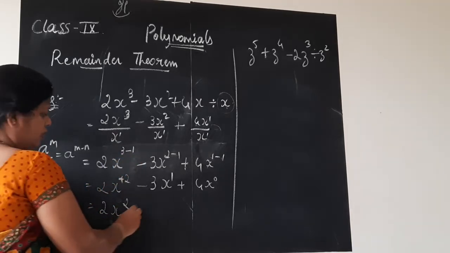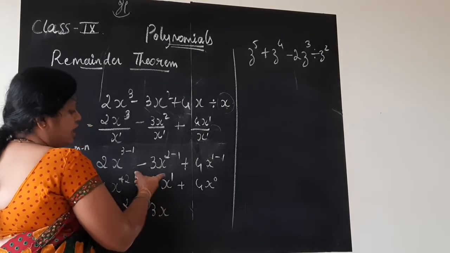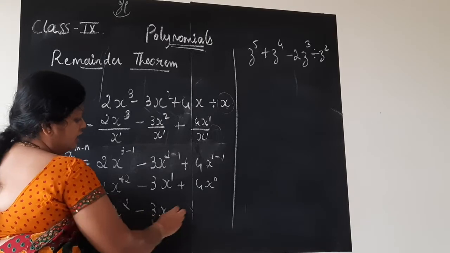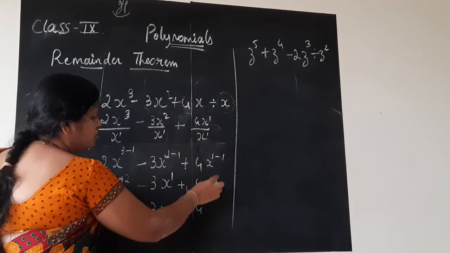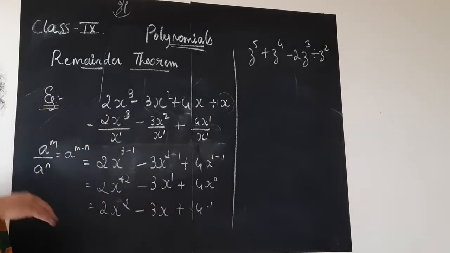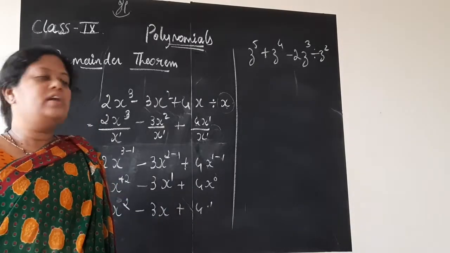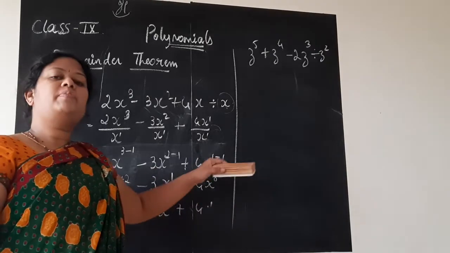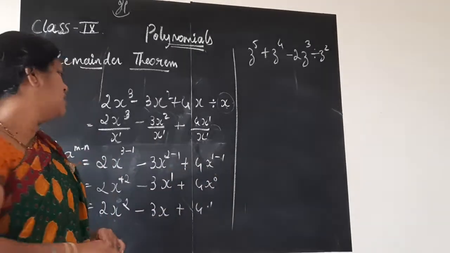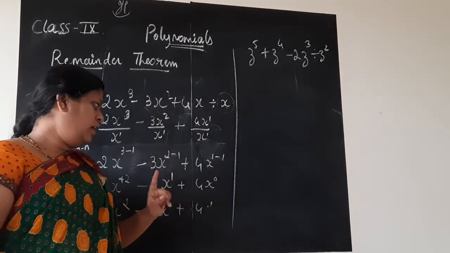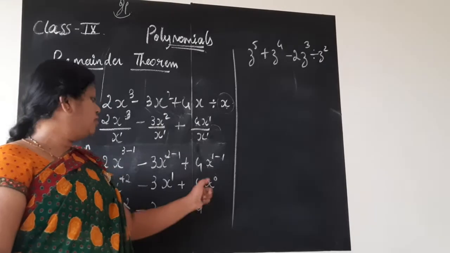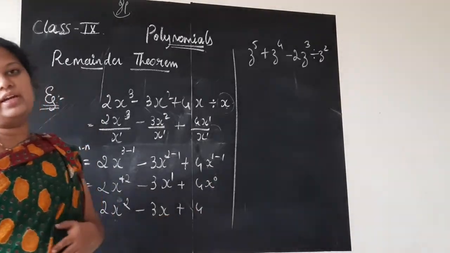So 2x square minus 3x. I will not mention the power 1, you also need not mention it, it is understood. Minus 3x plus 4 into x to the power 0, it is nothing but 1, children. Anything to the power 0 is 1. So x to the power 0, a to the power 0, a to z, any alphabet, to the power 0 is 1 always. So you need not write the variable. 4 into 1 is just 4, so you can write only 4.